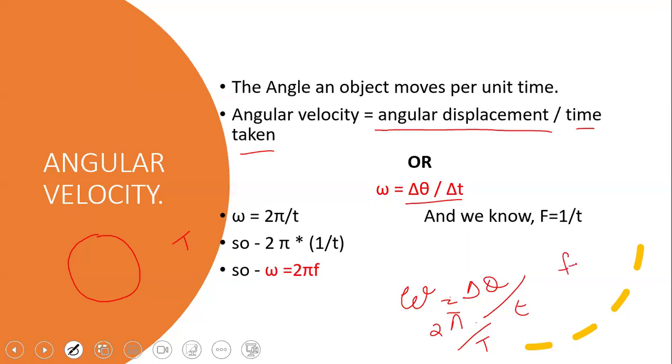As you know, frequency is equal to 1 divided by time period. So our formula becomes 2 pi f. So our angular velocity is equal to 2 pi f. Omega is equal to 2 pi f.